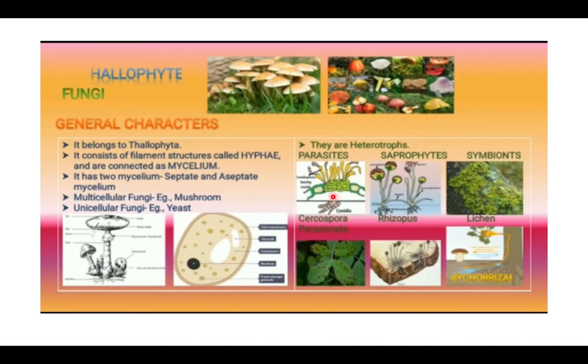Parasitic means living over another living organism. Example, Cercospora. Saprophyte means living over dead and decayed organisms. Example, Rhizopus. Then symbiotic, what I told you? Both algae and fungi living together, mutually beneficial to each other in the preparation of food and water. Algae prepares the food since it contains chlorophyll. Fungi prepares the water. In that way, they both are mutually satisfying each other. Example, lichen. Algae and fungi living together.